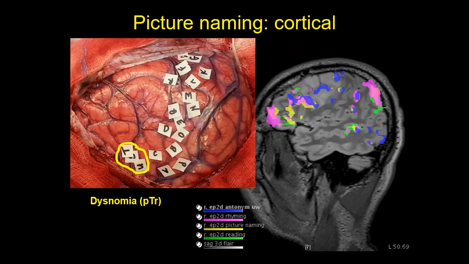Shown here is another example of a direct electrical stimulation map during picture naming. On the left, dysnomias were elicited during stimulation of the pars triangularis on the left side. On the right is an fMRI map taken in the same patient. We showed some correlation in this region, but also additional areas that were positive on fMRI, which did not elicit naming difficulty during stimulation.